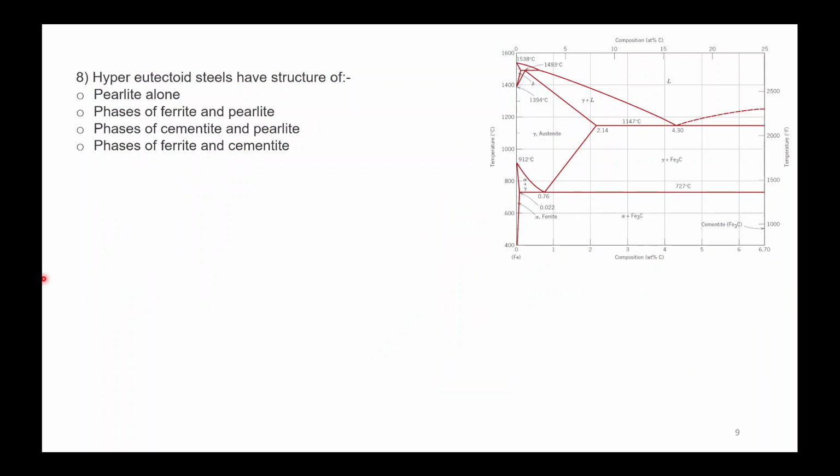Eighth question is: the hypereutectoid steels have structure of. Your options are pearlite alone, or ferrite and pearlite, or cementite and pearlite, or ferrite and cementite. So your answer will be phases of cementite and pearlite. In case of hypereutectoid, your steel will have composition higher than eutectoid composition. So it will have carbon percent higher than 0.76 weight percent.